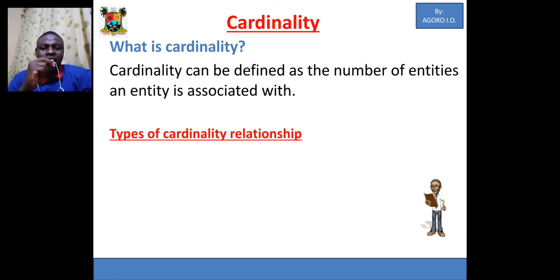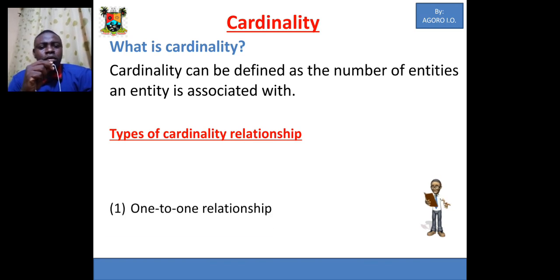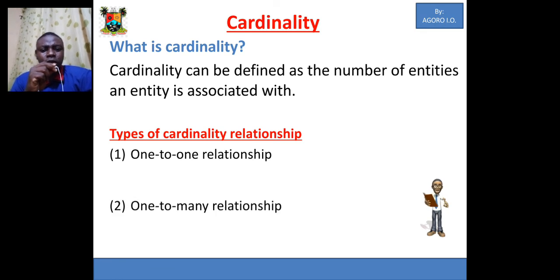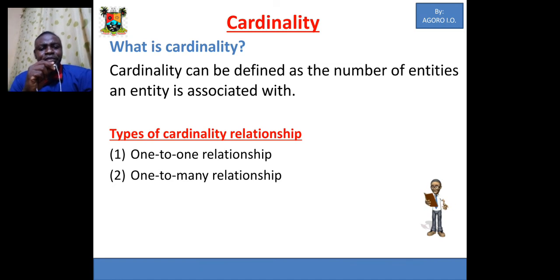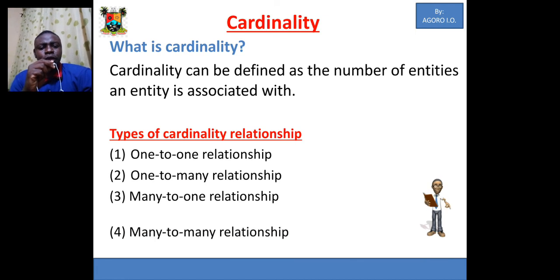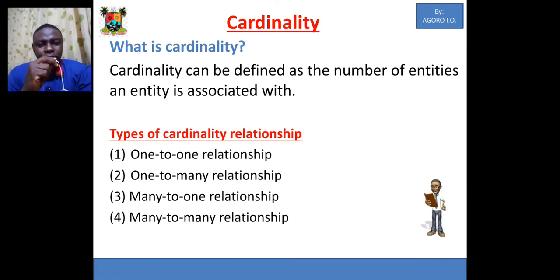What are the types of cardinality relationship? Earlier, we talked about types of relationship, and that relationship that I mentioned earlier serve as the basic types of relationship. But when you are asked to list types of relationship according to the mapping cardinality, or types of cardinality relationship, one, we have one-to-one relationship. Two, we have one-to-many relationship. Three, we have many-to-one relationship. And four, we have many-to-many relationship. We are going to look at this one by one.